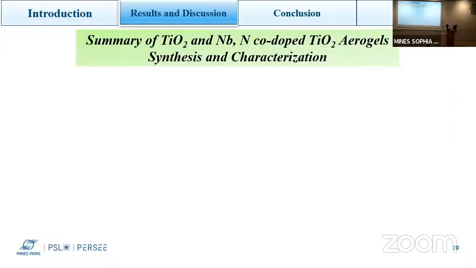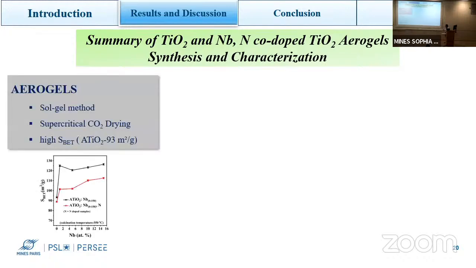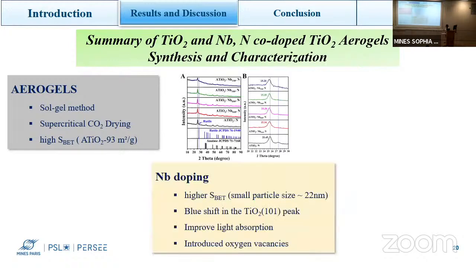So we summarize our niobium nitrogen co-doped TiO2. We used the sol-gel method and then supercritical drying to obtain the TiO2 alcohol gel with niobium doping. That way we obtained really high SBET TiO2, and with niobium doping we get higher because of the decreased particle size, and there's the blue shift we observed from TiO2 L101 after niobium doping.